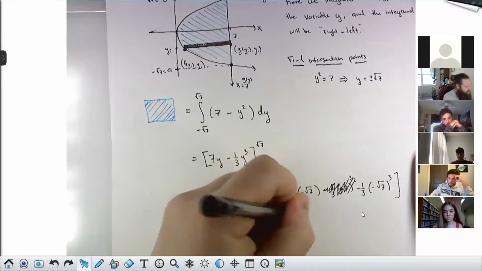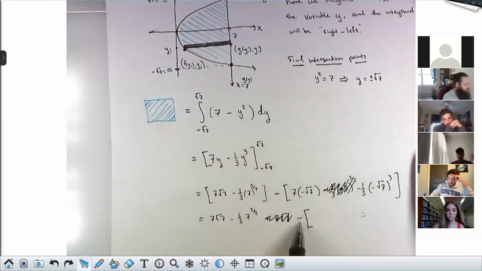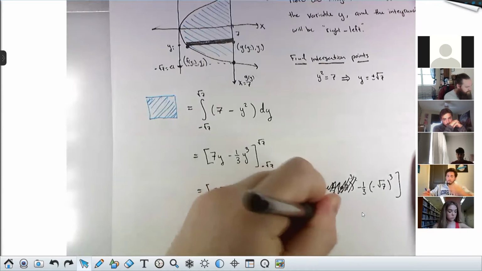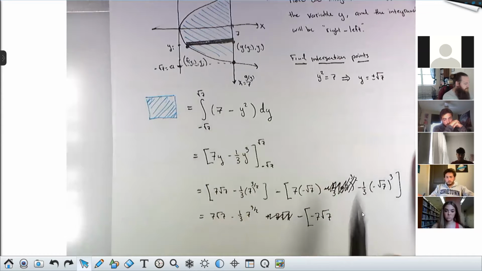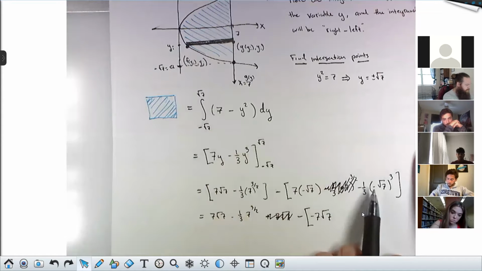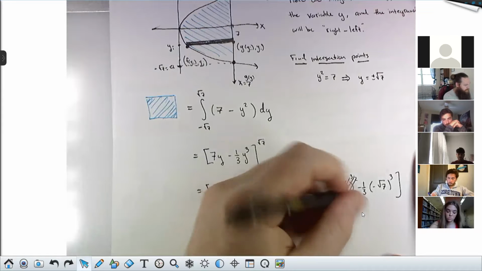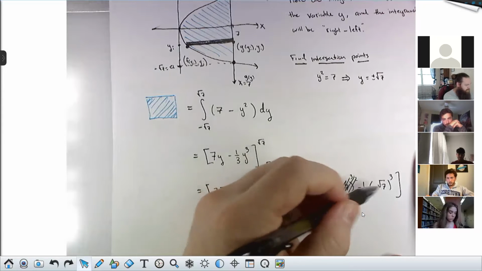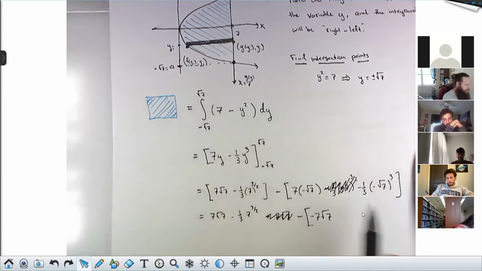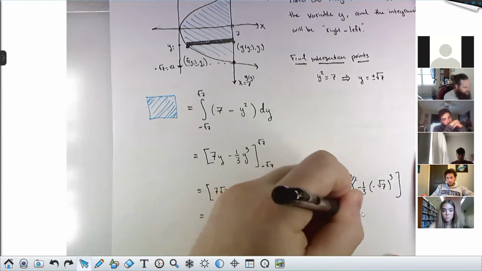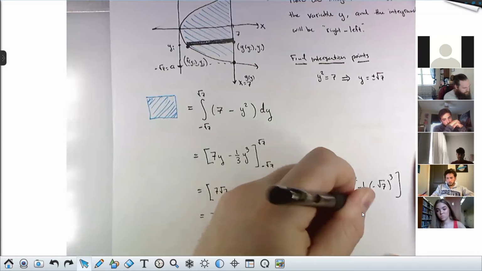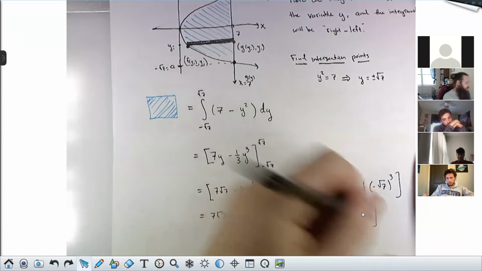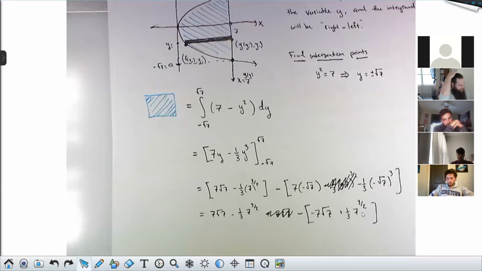Let me back up a step just to make sure we don't get into trouble. So I'll leave this minus out here and we'll say this is negative 7 root 7. And then here I've got negative 1/3 times negative root 7 cubed. If you cube the negative square root of 7, then you get negative 7 to the 3/2. So that will be plus 1/3 times 7 to the 3/2, like this. Okay. Yeah, this is good.